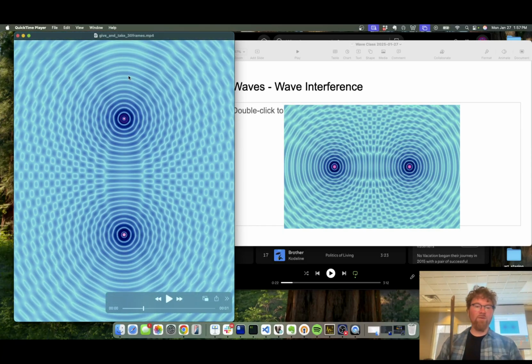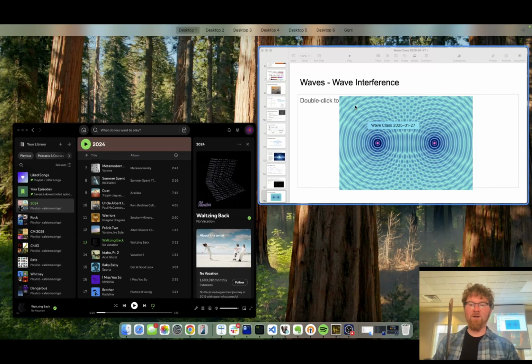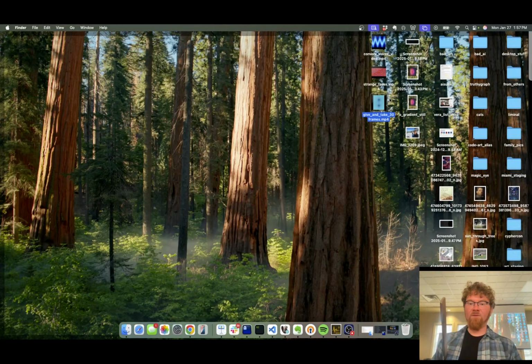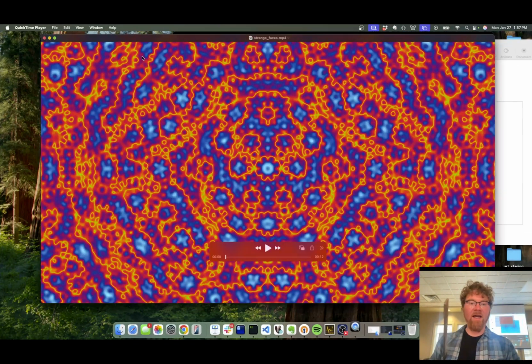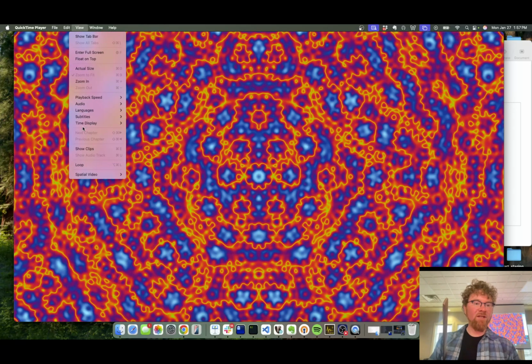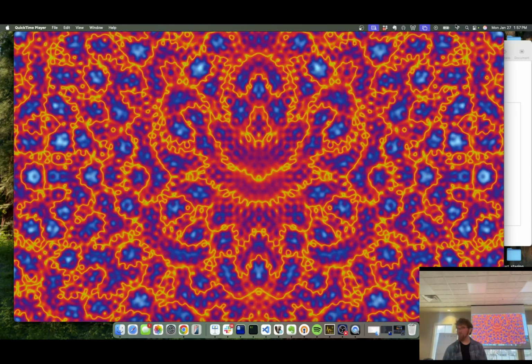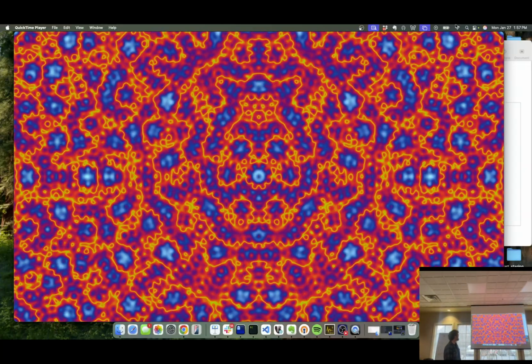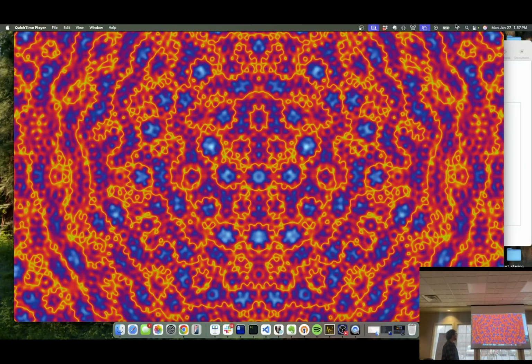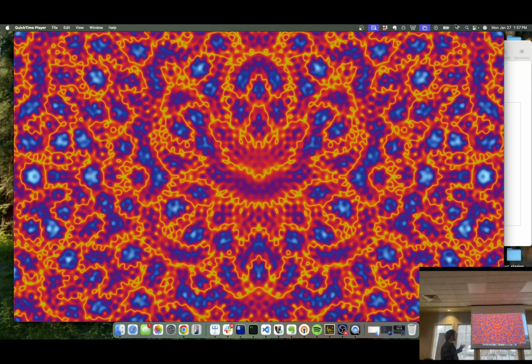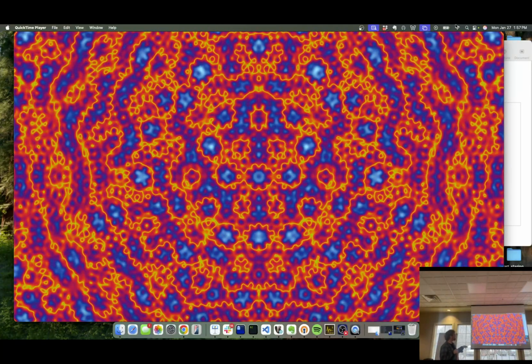So that's kind of a cool little art, just to show a couple other things of what things can look like with waves. Look at this one here. So this is actually another wave interference pattern, and it's just like the other one, but more complicated and more stuff going on.